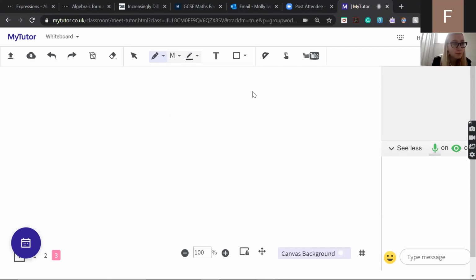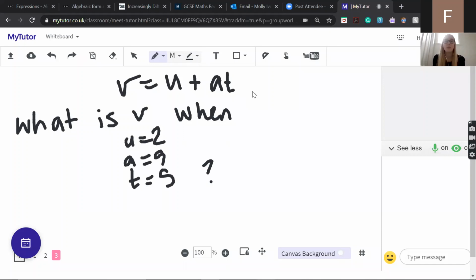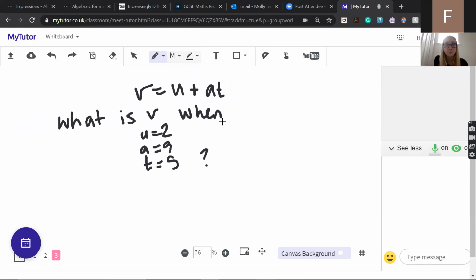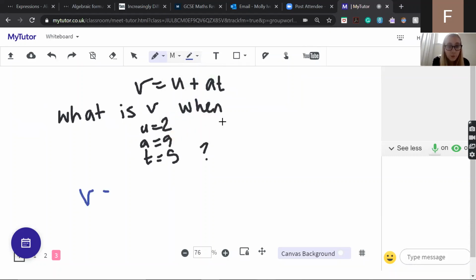So, for example, we have the equation v equals u plus at. And our question is, what is v when u equals 2, a equals 9, and t equals 5? And all we do here, this is a nice kind of question because we're just substituting the stuff in. So we're going to do v equals, well, our u, which is 2, plus a, which is 9, times t, which is 5.